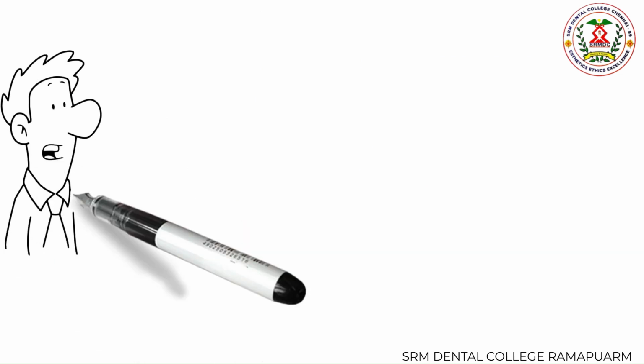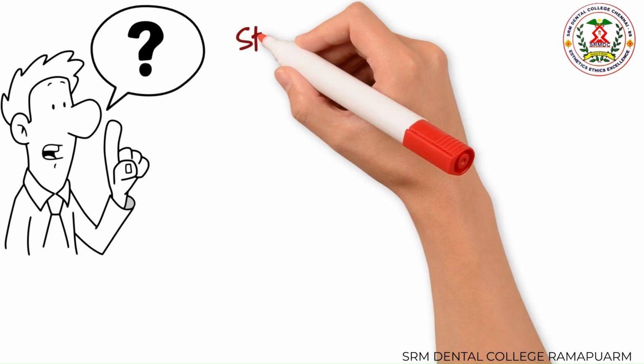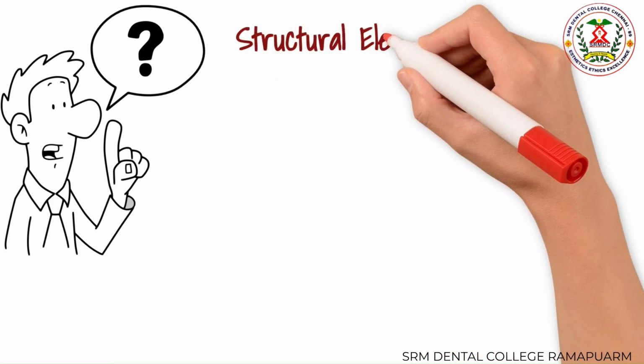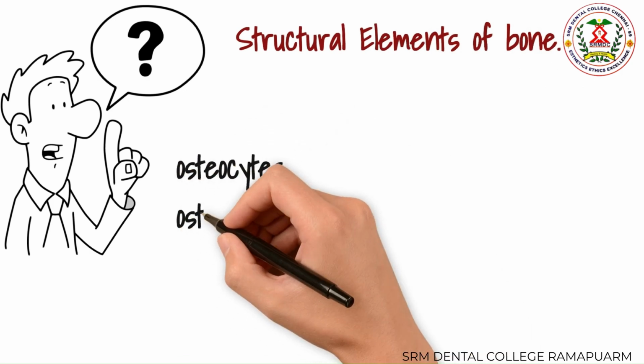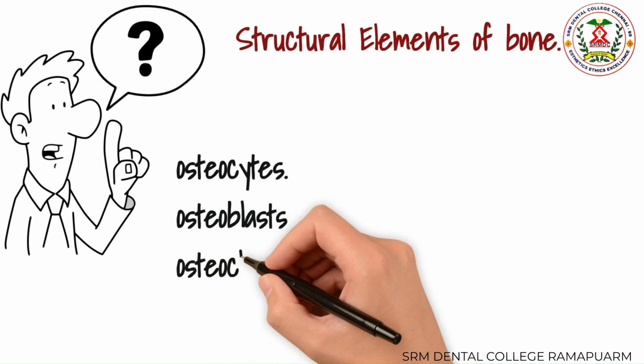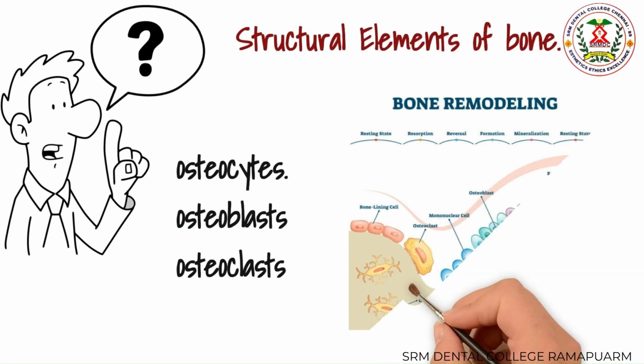Coming to the basic concept of bone, knowing its structure and its functional elements must be very clear before understanding the concept of bone resorption. The structural elements of bone are osteocytes, osteoblasts and osteoclasts, which eventually participate in the bone resorption and remodeling process.